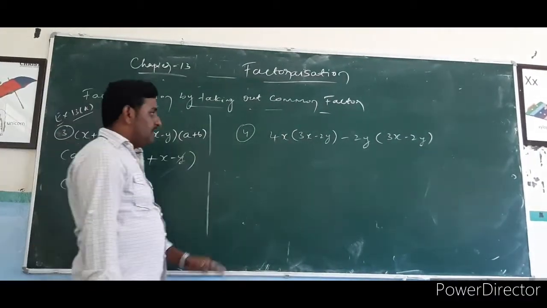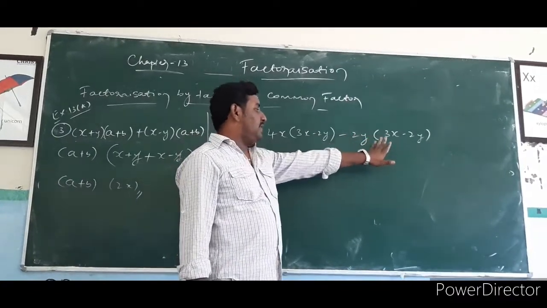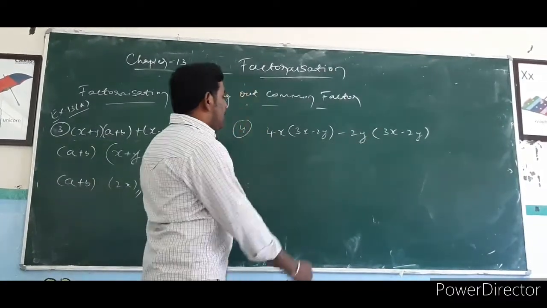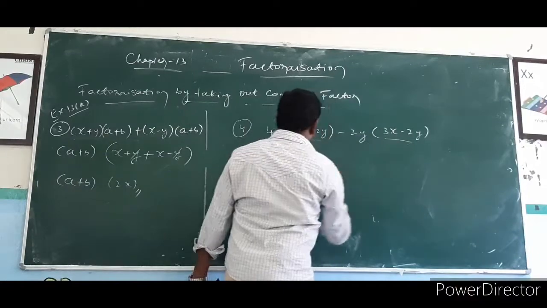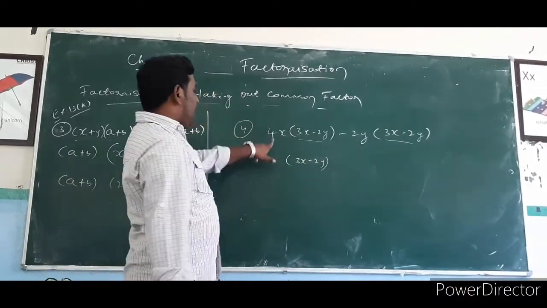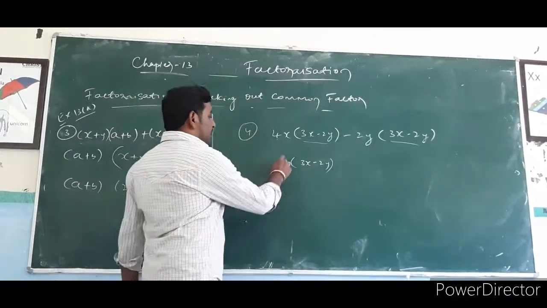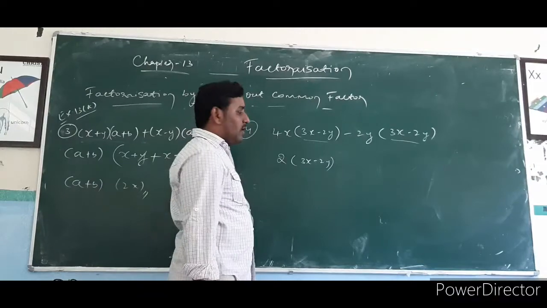Next, 4x(3x minus 2y) minus 2y(3x minus 2y). So these two are common factors. 3x minus 2y is the common factor. And 4 and 2 go by number 2. Then you can take 2 as a common factor outside.